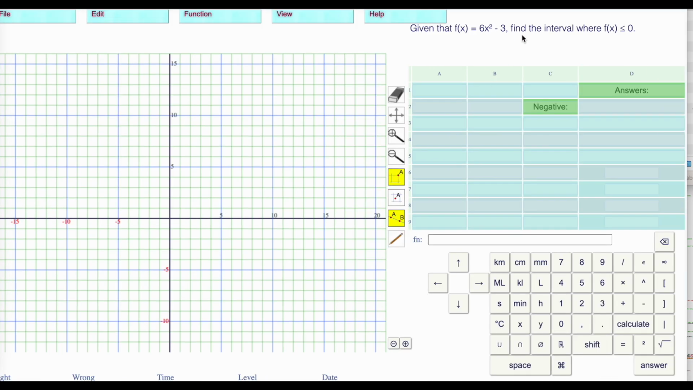Let's do another one where this is opening up because the a is positive, and the vertex, the h is 0 because we don't have brackets. The k is negative 3. It's opening up, so it looks something like this. Let's find exactly what it looks like.